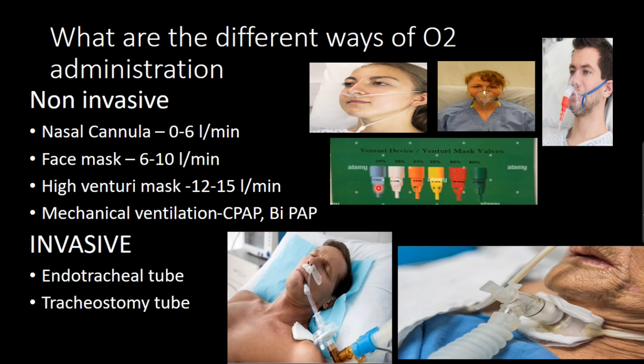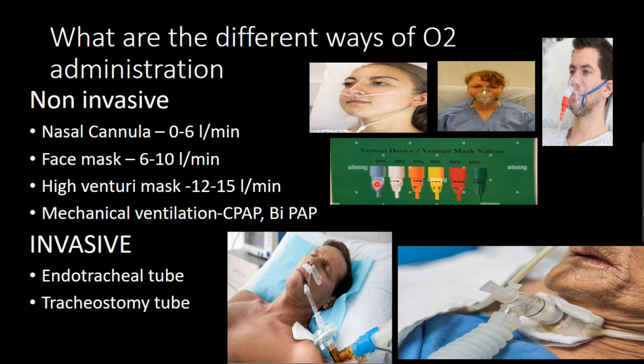You can see here different colors like blue, white, orange, yellow, red, green. So the venturi mask is also known as the air entrainment mask. It is a medical device to deliver a non-oxygen concentration to the patient on a controlled oxygen therapy.